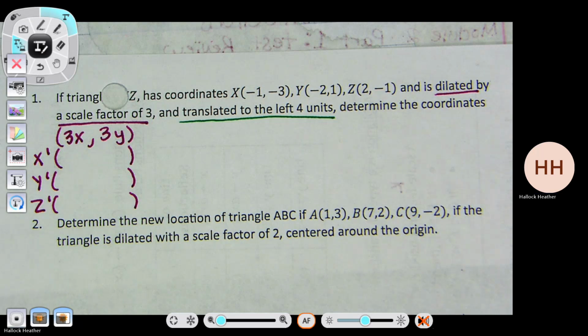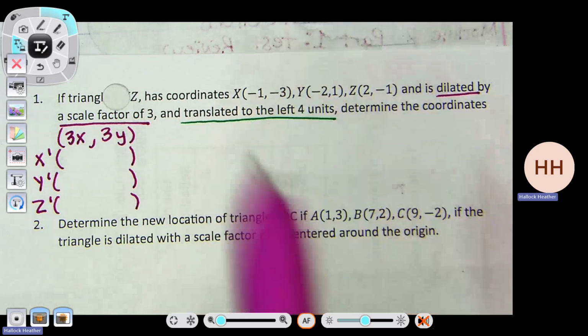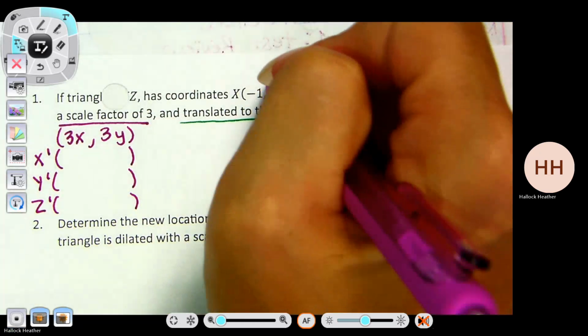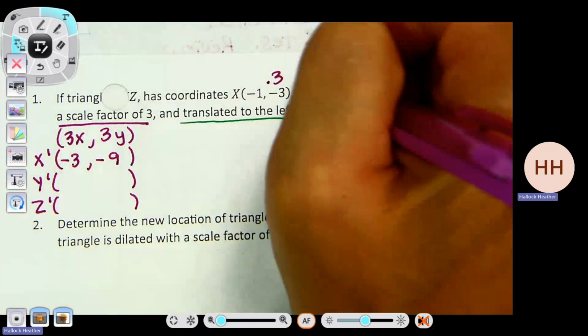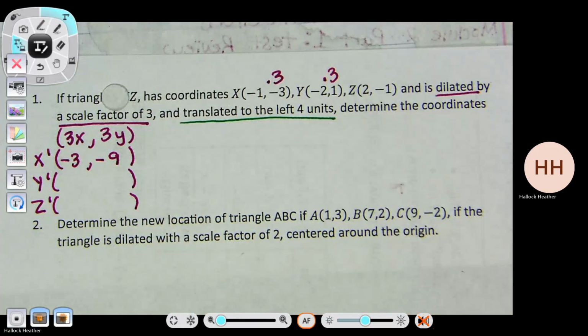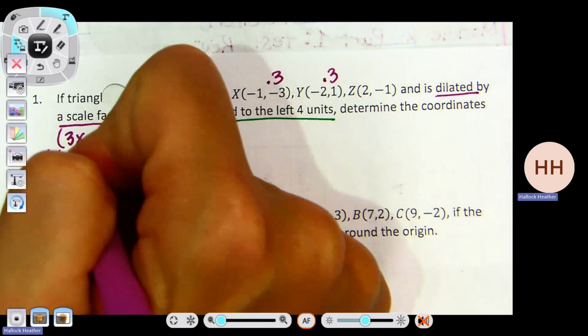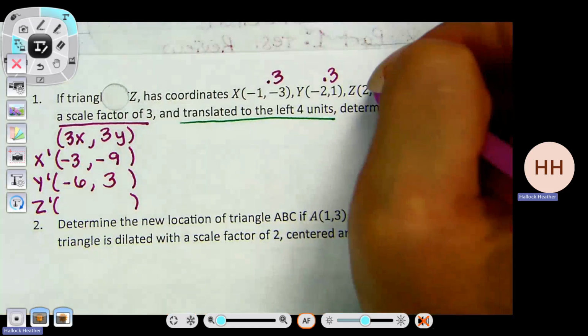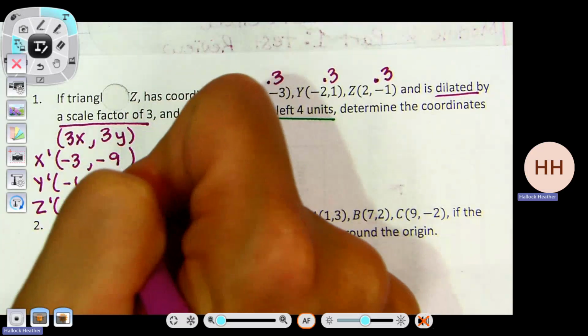Just one of the values, because we're only going left and not going down. So if I do -1 and -3 and I multiply both of those by 3, what do we get? -3, -9. If I multiply these ones by 3, what do I get? -6, 3. Good. And then the last one? 6, -3. That was easy.